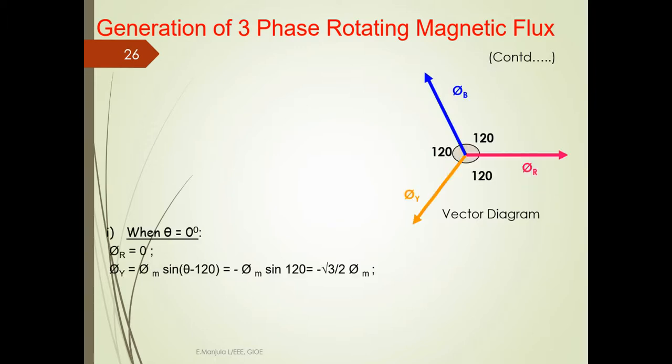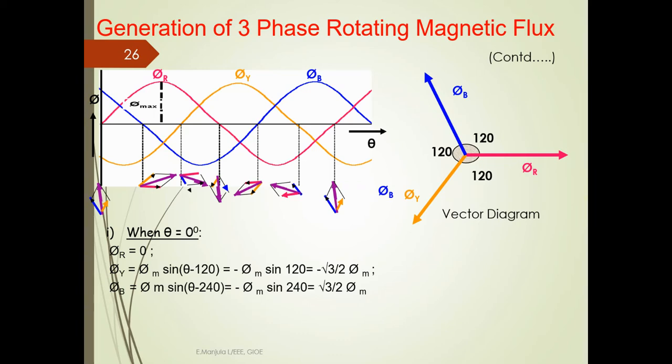So here we have already seen a vector diagram. At theta equals 0 degrees, phi r is 0, phi y is minus root 3 by 2 phi maximum, and phi b is root 3 by 2 phi maximum. Since phi r is 0, only the two fluxes phi y and phi b remain. Both magnitudes are the same, but they are in opposite directions. Okay, fine. How this vector has come, we will see.